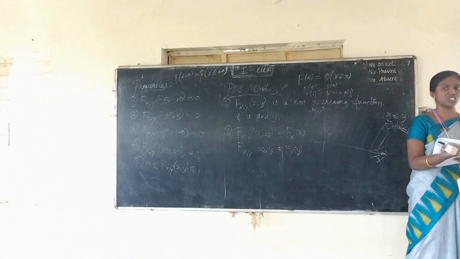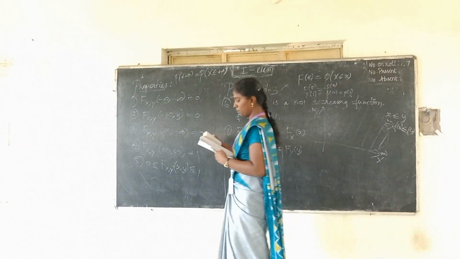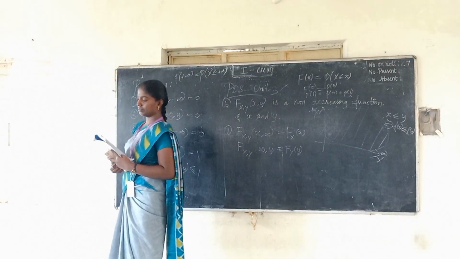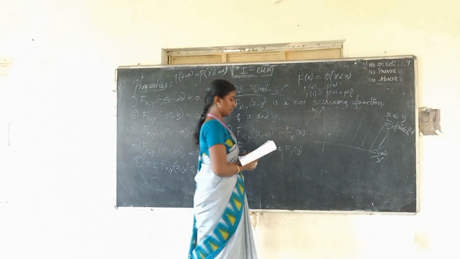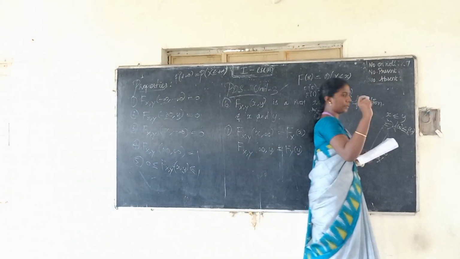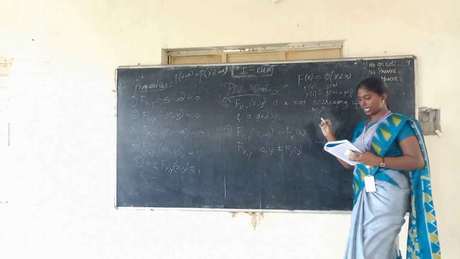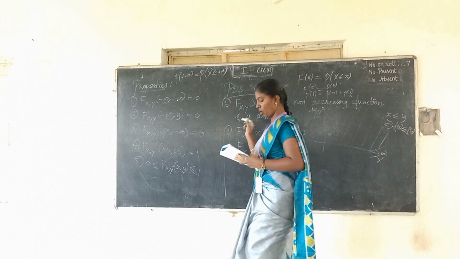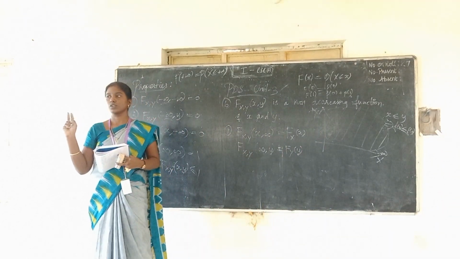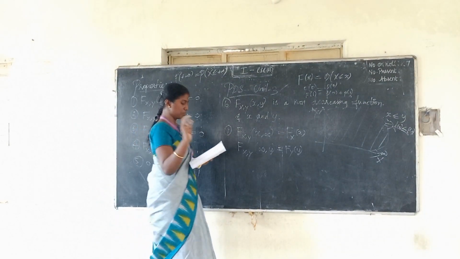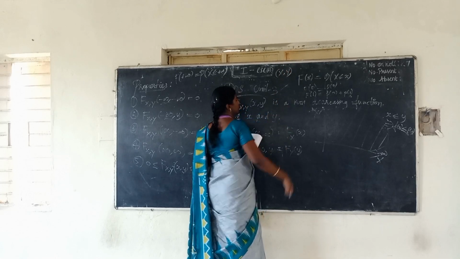Write down the next topic: Joint probability distribution function of two discrete random variables X comma Y. This is a topic. Write it as the topic of the definition.